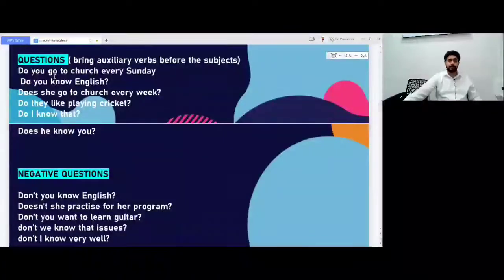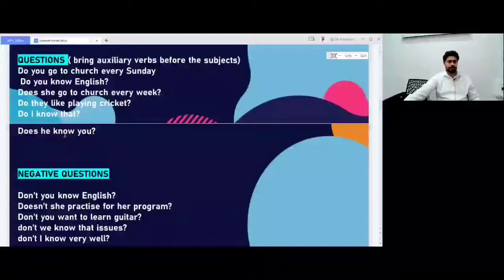So there is "do" in "go", which means do plus go. So you remove the do and put it before the subject. You get, do you go to church every Sunday? Do you know English? Does she go to church every week? Do they like playing cricket? Do I know that? And there are some more examples.